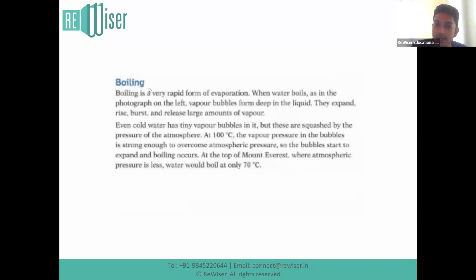Boiling. Boiling is a very rapid form of evaporation. When water boils, the vapor bubbles form deep inside the liquid. They expand, rise, burst. Remember, at 100 degrees Celsius for water, the vapor pressure in the bubbles is strong enough to overcome atmospheric pressure. Bubbles start to expand and boiling occurs. Remember, boiling occurs at a particular point. Evaporation occurs at all temperatures. Evaporation occurs only on the surface. Boiling occurs throughout the liquid.